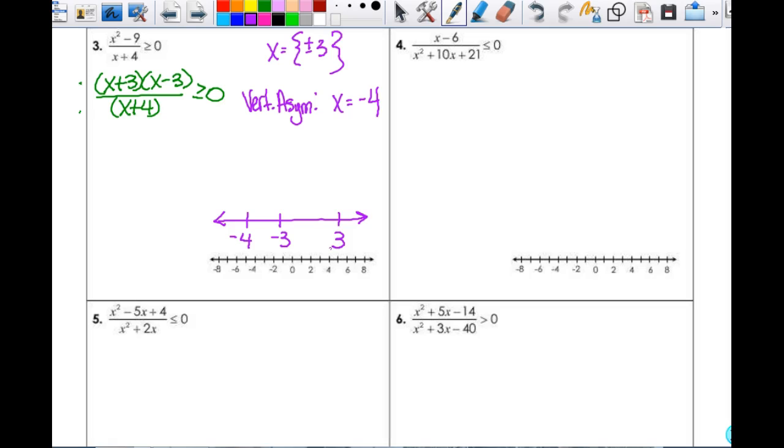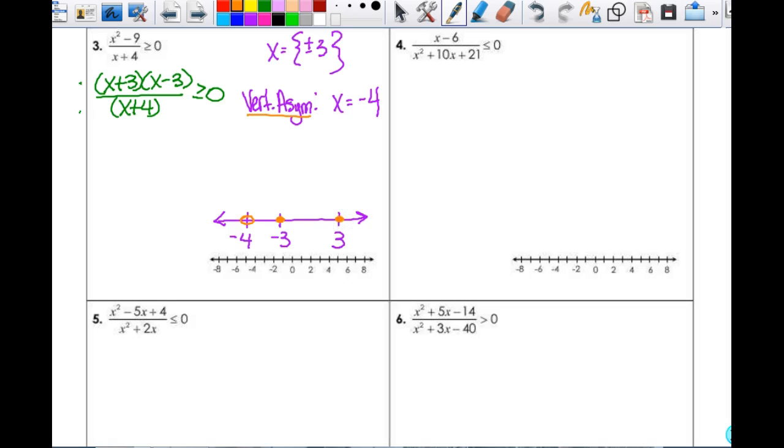Then I have to go and put the actual point on there. Would a -4 have an open or closed circle? Open, because the vertical asymptotes are always open, right? What about the negative 3? Closed, because this is greater than or equal to, right? So this is closed and this is closed. Everybody okay with all that?